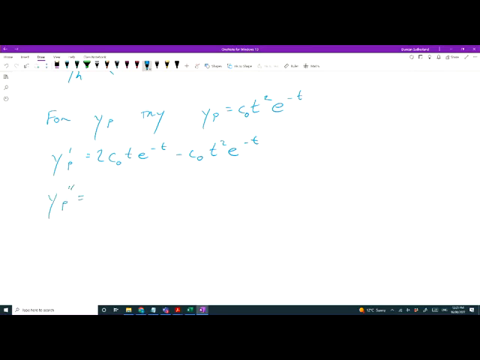Do it again twice for the second derivative. Differentiate this one. Differentiate the first function, leave the second one alone. So that's 2 C naught e to the minus t. Then you've got to differentiate the second function, leave the first one, that's minus 2 C naught t e to the minus t. Then you're going to start doing this one. You're going to pick up a minus 2 C naught t e to the minus t, right? So you can combine those two bits. Then finally you get a plus C naught t squared e to the minus t.